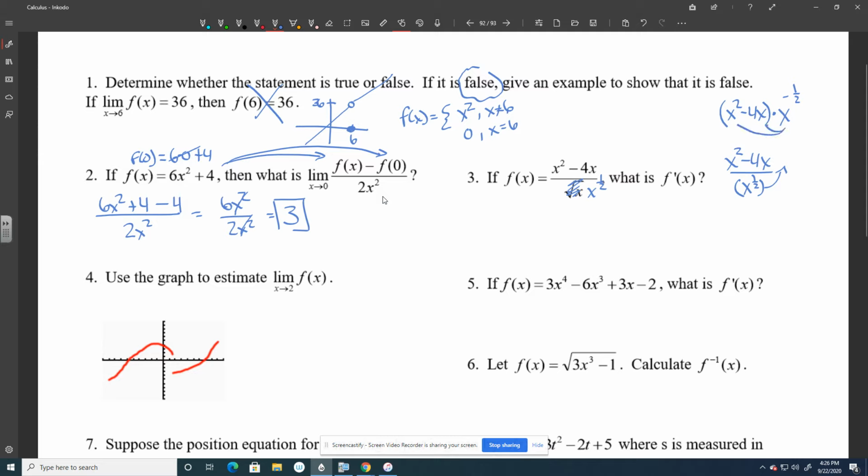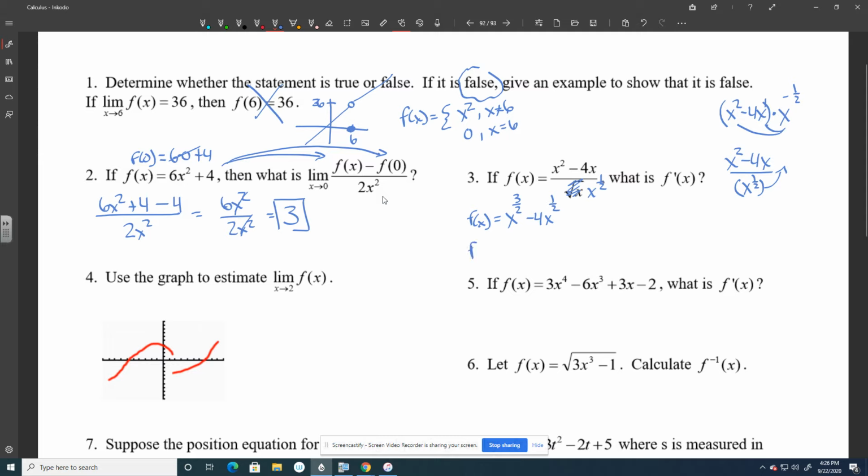So x to the negative 1/2 multiplied by x squared can be rewritten as I take the 2 minus 1/2, and that just becomes x to the 3/2. And then negative 4x times x to the negative 1/2. I still got the negative 4. And x to the 1 minus 1/2 just becomes x to the 1/2. So if I rewrite it that way, I don't have to do the quotient rule or the product rule because I already did my simplifying.